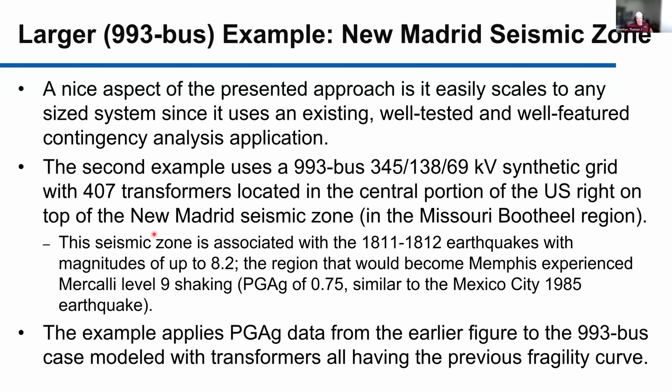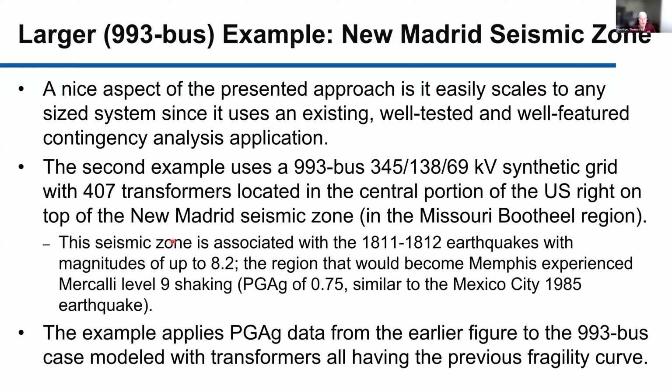And about 220 years ago, they had a big earthquake there that had a magnitude of up to about 8.2. And if Memphis had existed, Memphis did not exist at the time, Memphis would have had a shaking of a Mercalli level of 9, which is equivalent to what Mexico City experienced in 1985, which caused a lot of loss of life.